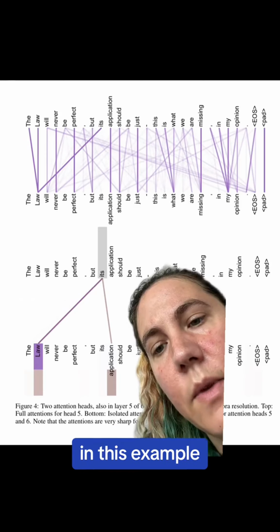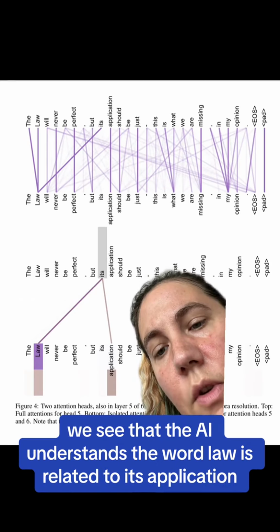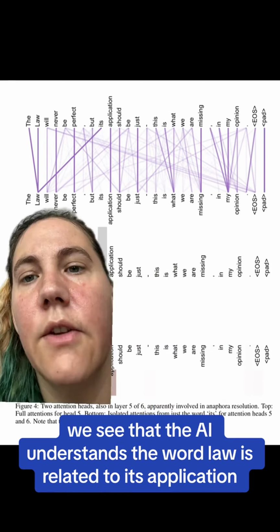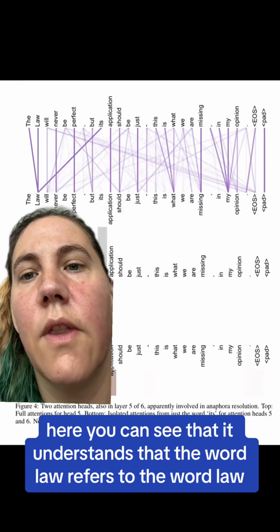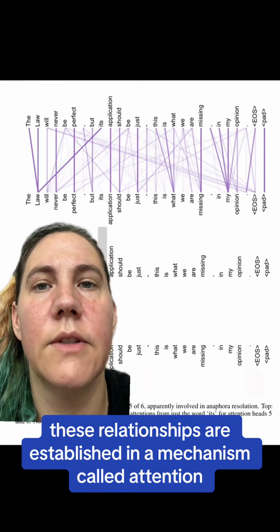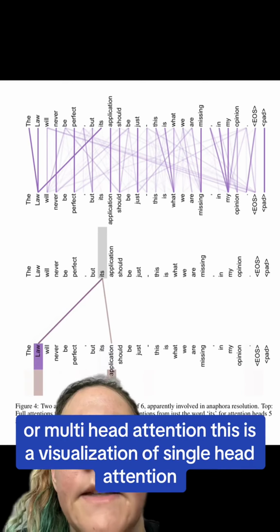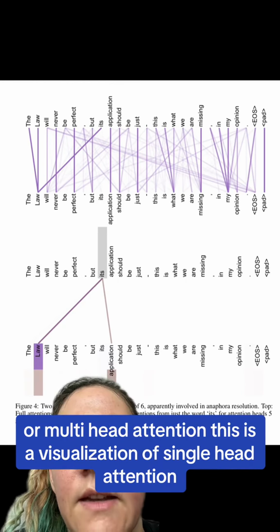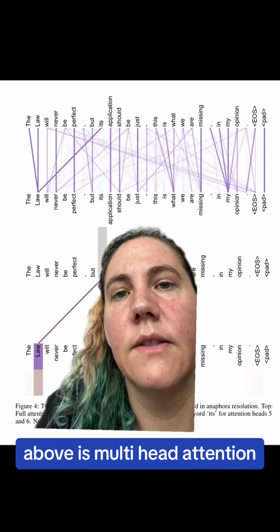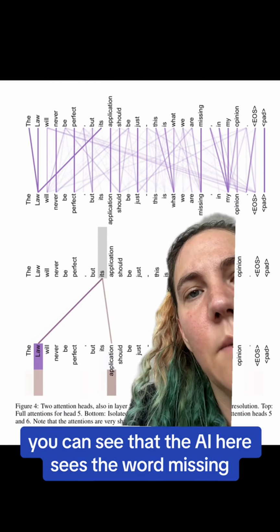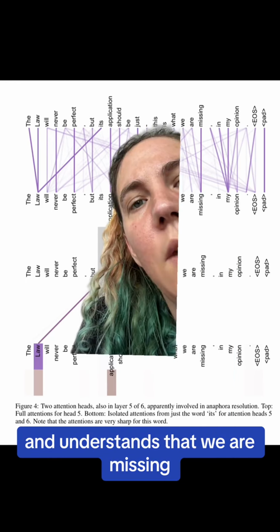In this example, we see that the AI understands the word law is related to its application. Here you can see that it understands that the word the refers to the word law. These relationships are established in a mechanism called attention or multi-head attention. This is a visualization of single head attention. Above is multi-head attention. You can see that the AI here sees the word missing and understands that we are missing.